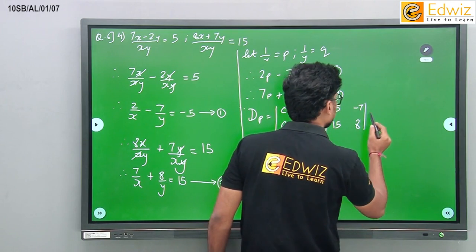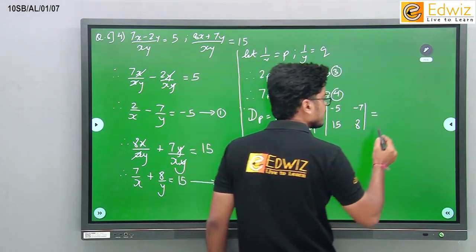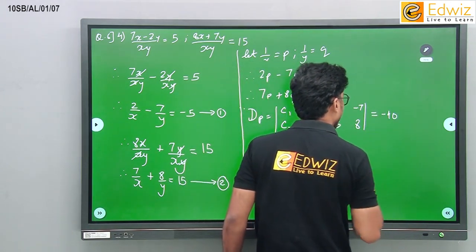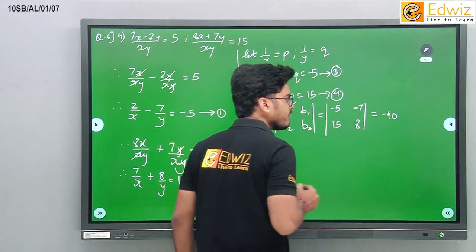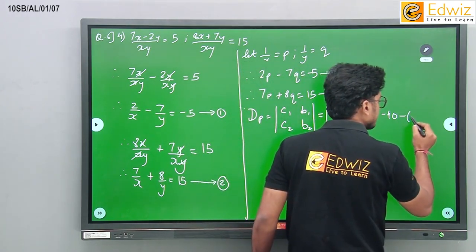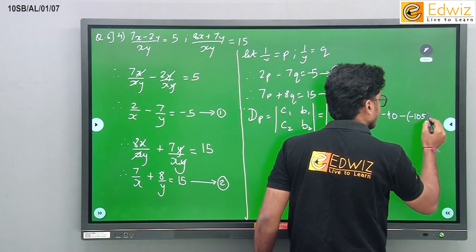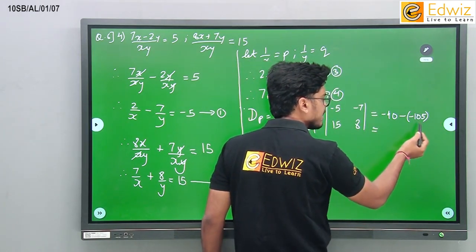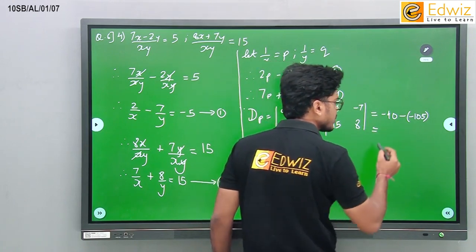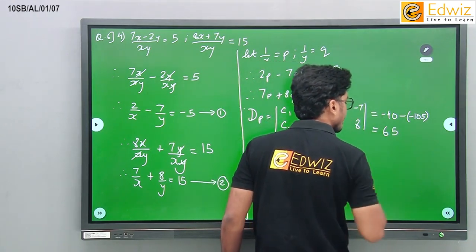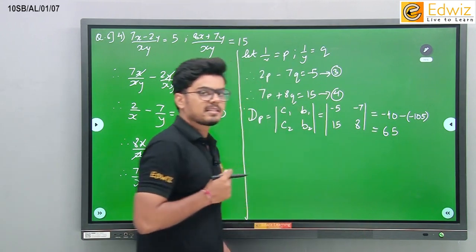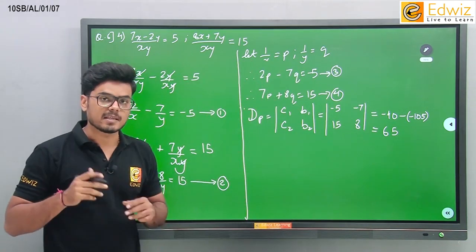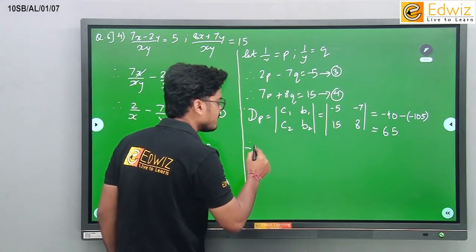Okay, the solution of this will be minus 5 into 8, that is minus 40, and minus 7 into 15, that is minus 105. Correct? So minus minus will become plus. So 105 minus 40 is our solution, that is 65. Correct? 65 is the value of dP. Now let us go to the value of dQ.